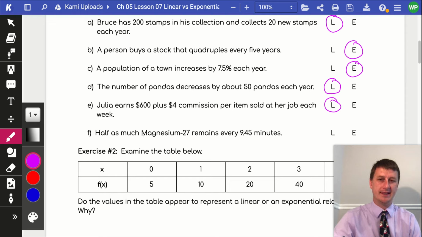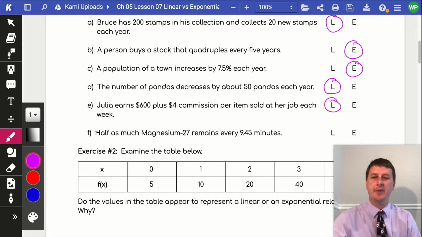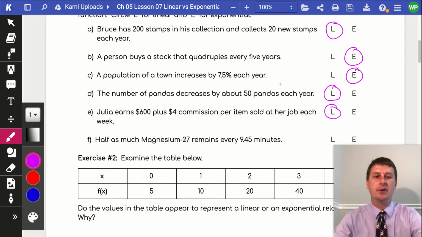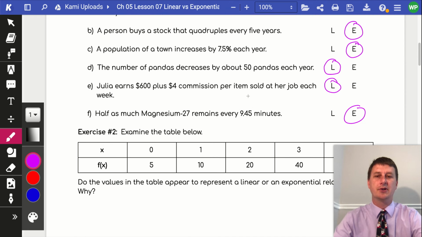And finally, in part F, it says half as much magnesium-27 remains every 9.45 minutes. So this deals with half-life, which is something you'll get into in chemistry. But for now, we're just looking at the word half, and half means to divide or multiply by 1/2 to get the amount remaining every 9.45 minutes. So since we're multiplying by a half or dividing by 2 over and over and over, that's our key over here, halving, taking half as much, and that's going to be our clue for an exponential function.